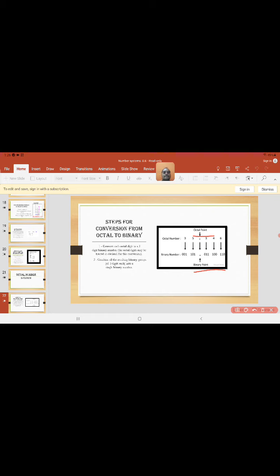Just remember, when any octal number is given and you are converting into binary, just combine three digits as one group. Just remember the 421 code. By using the 421 code we can write the equivalent binary number here.